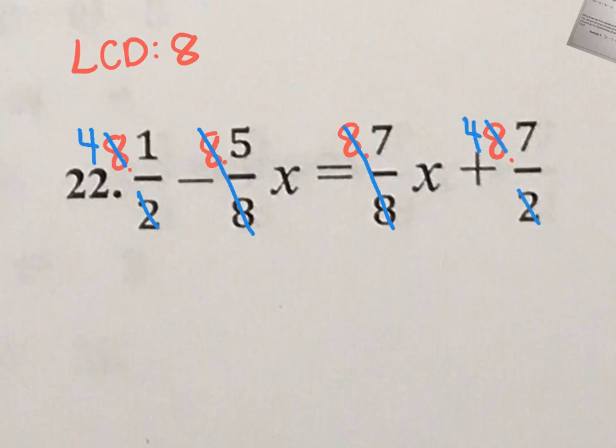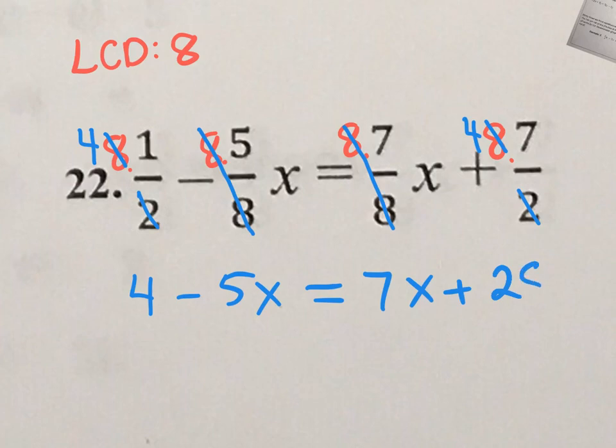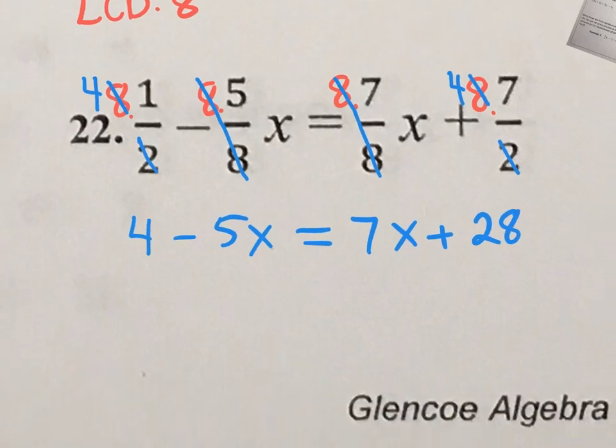An equation with no fractions. We have a 4 up here minus 5x. Bring down the equal sign. Equals 7x plus, now here's the only interesting part, 4 times 7, that is 28. So there's your new equation that has variables on both sides.